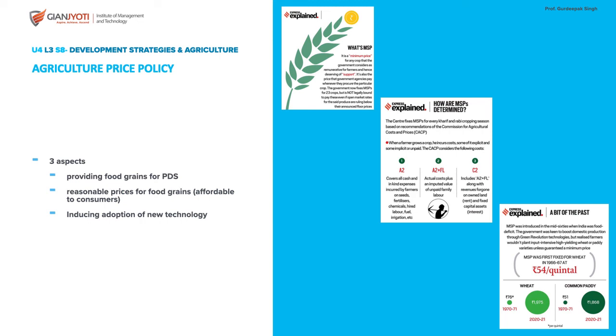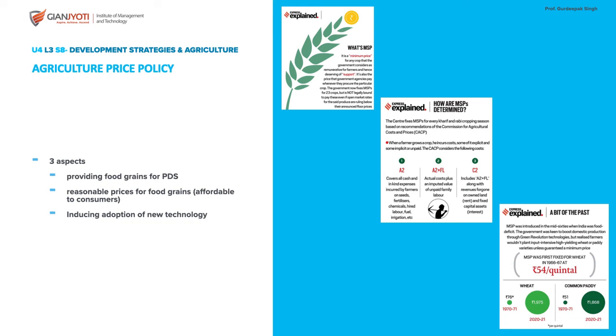Now, the history of MSP is like this. There was a time in the mid 60s when India was deficit of food, of these crops. At that point of time, the government wanted to boost the domestic production, and that is when the green revolution happened. But because of the high cost of input and cost intensive crops like wheat and paddy, the government tried to give a minimum price so that farmers are encouraged to grow these crops.